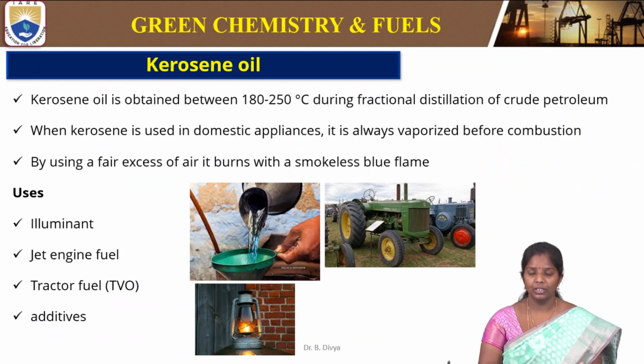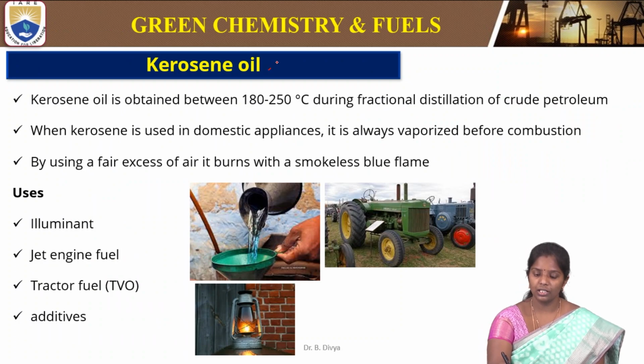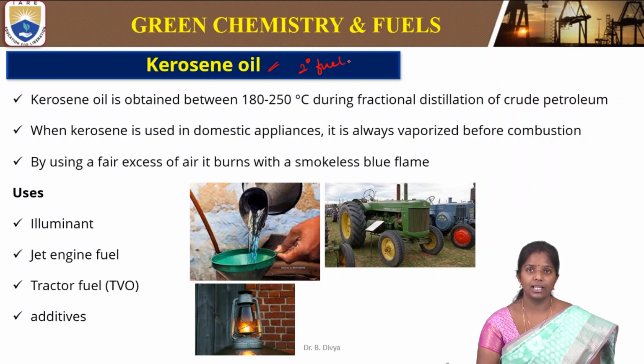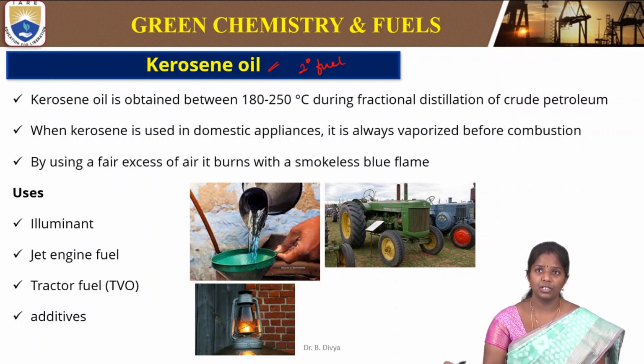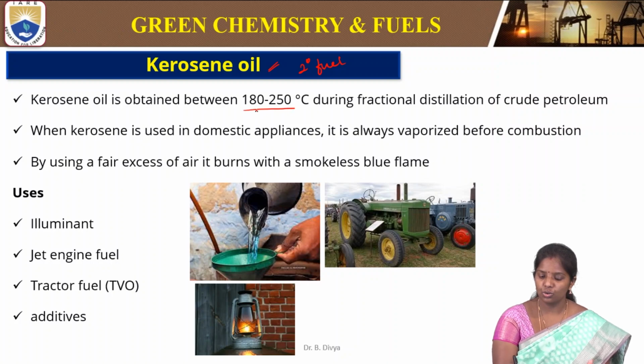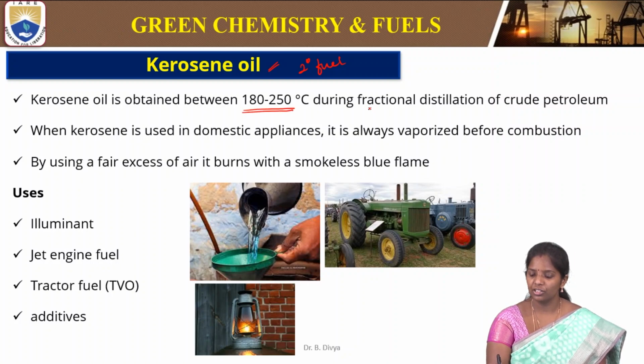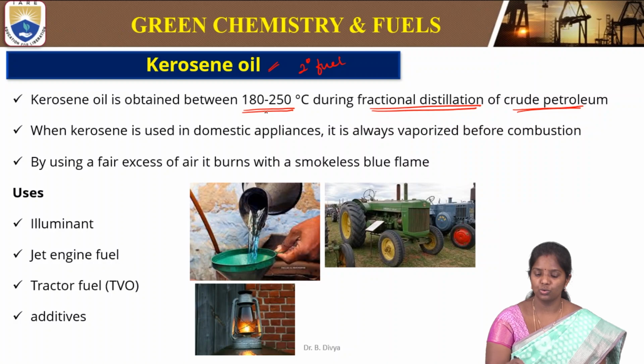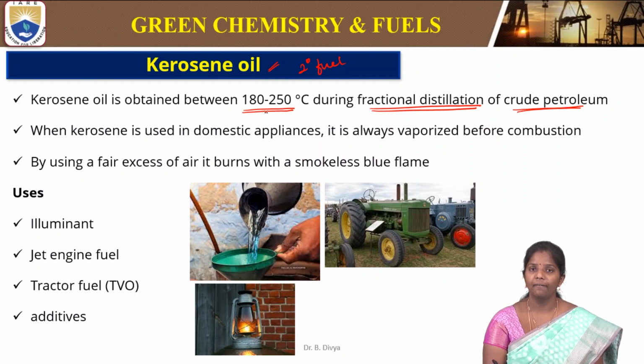Then the other one is kerosene, a secondary fuel. Kerosene is the next example. Kerosene oil is obtained between 180 to 200 degrees centigrade during fractional distillation of crude petroleum oil. From the crude oil, this kerosene is produced at a temperature of 180 to 250 degrees centigrade during fractional distillation.